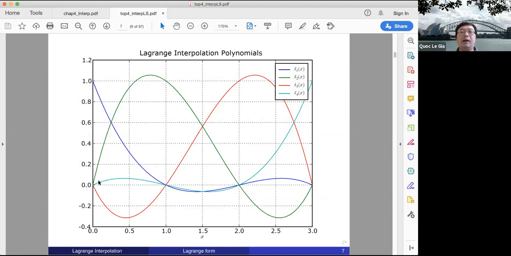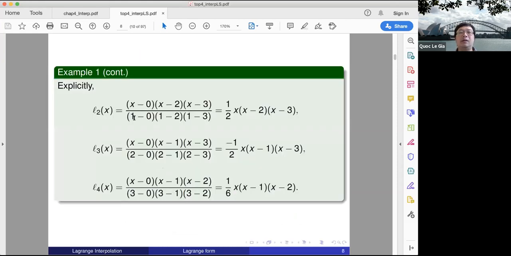And so when you plot it, you can see that L1 looks like this. L1 is the blue curve. L1 equals 1 here, and equals 0 here, equals 0 here, equals 0 here. Then L2 is the green one. The green one equals 0 here and equals 1 here at x equals 1, and then equals 0 at 2, equals 0 at 3. So that is the 4 functions L1 up to L4.